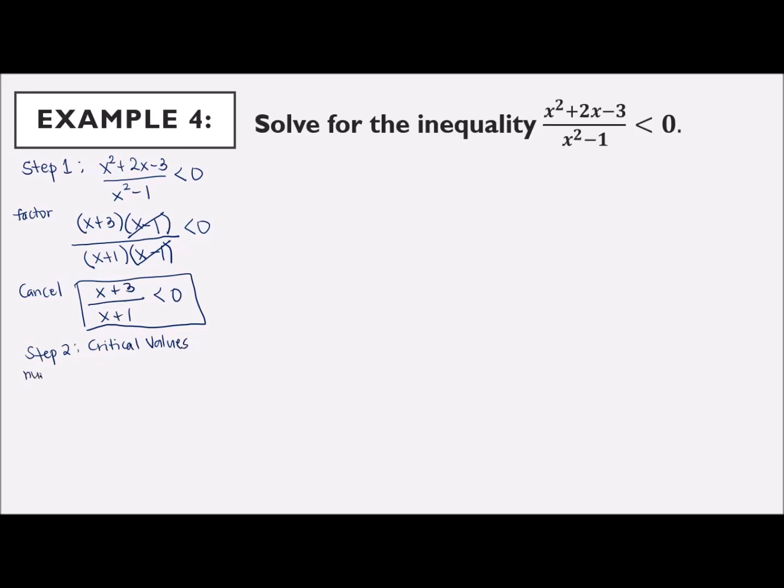So, numerator ulit tayo. So, ang numerator natin ay x plus 3 is equal to 0. Lipat si 3 sa kabila. Magiging negative 3. And then, ang denominator ay x plus 1 is equal to 0. Lipat pala. Sorry. Si 1 magiging negative 1. So, ito na ang ating critical values. Ngayon, step 3, number line.